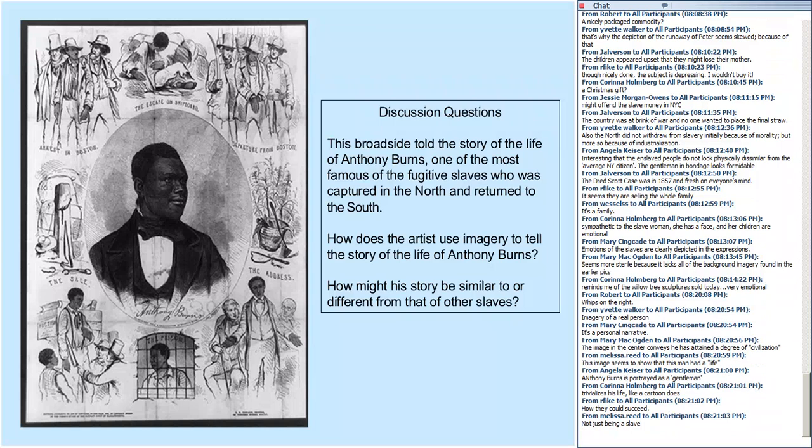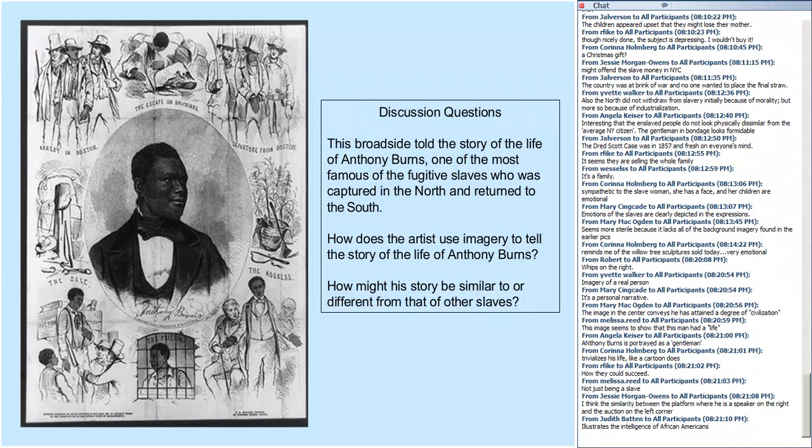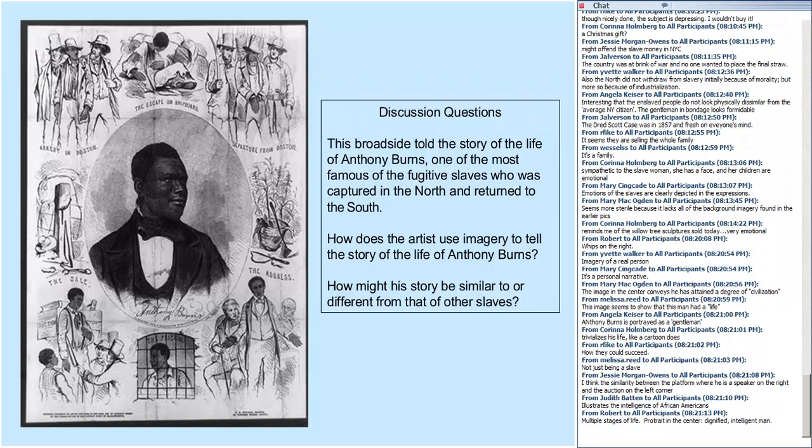Exactly. And now you are all chiming in with exactly what is really so remarkable and new about this image. It's about an individual. It's about a person who has a life. He is portrayed as a gentleman. He is dressed in the appropriate clothing of the gentleman. And in the center, he is shown not as a slave, right?